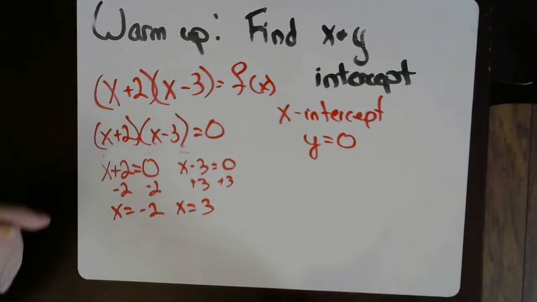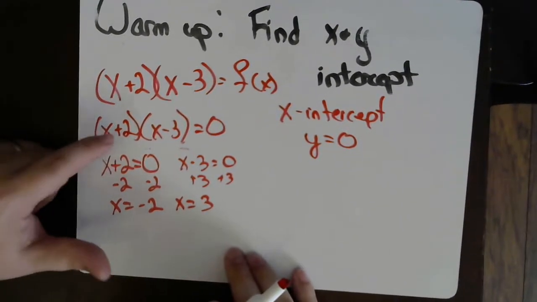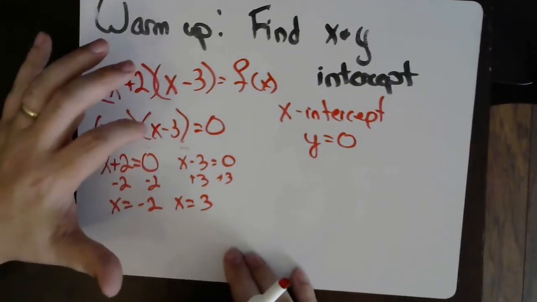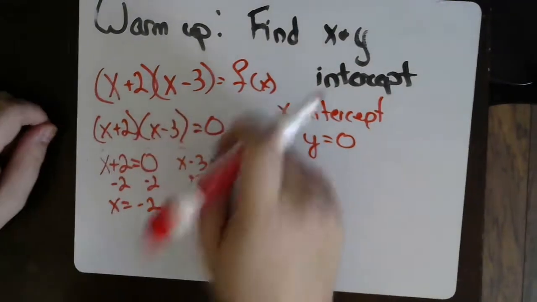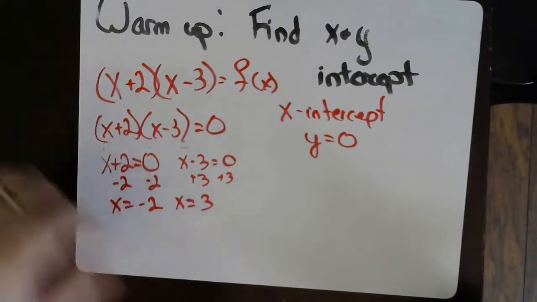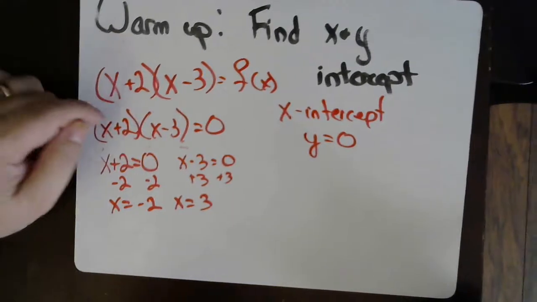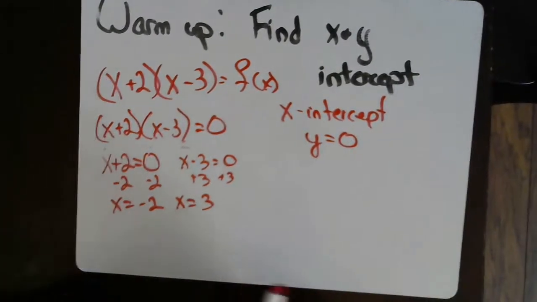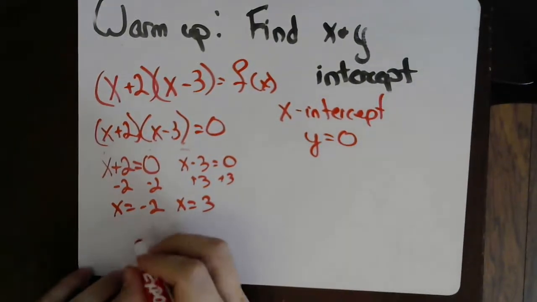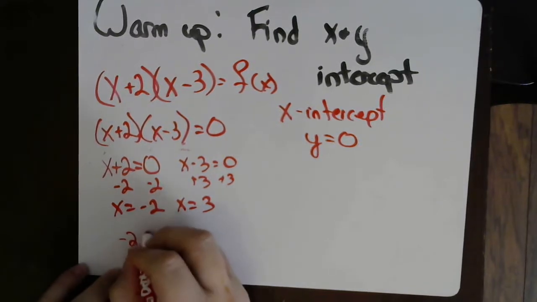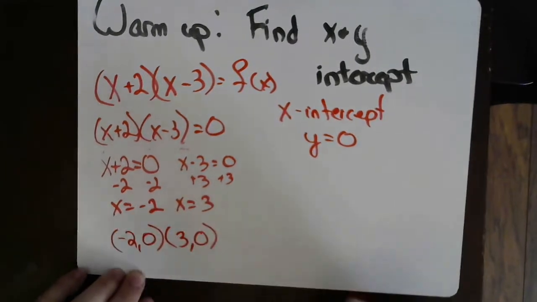All right. Now let's just test this out, right? So negative 2 plus 2 is 0, and negative 2 minus 3 is negative 5. But then we have 0 times the negative 5, which is 0. Let's do 3. 3 plus 2 is 5. And 3 minus 3 is 0. Well, 5 times 0 is still 0. So we're all good on that. So in this case, we have 2 coordinate points. And they would be negative 2, 0, and 3, 0.